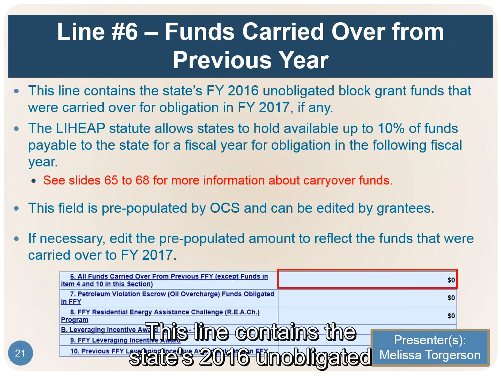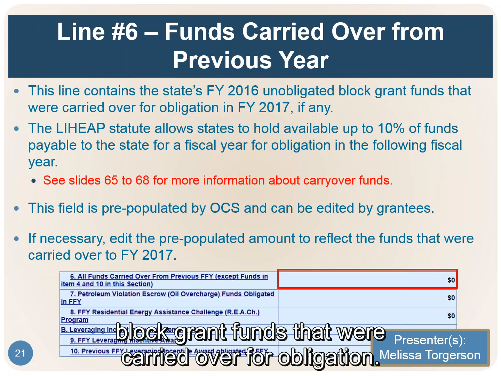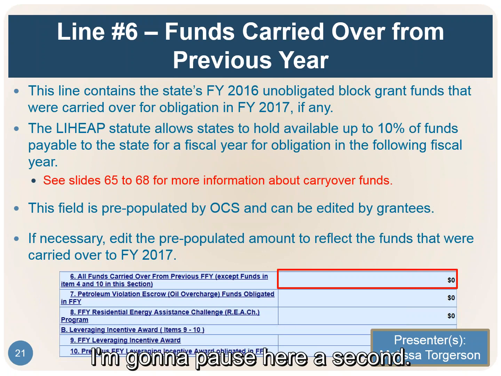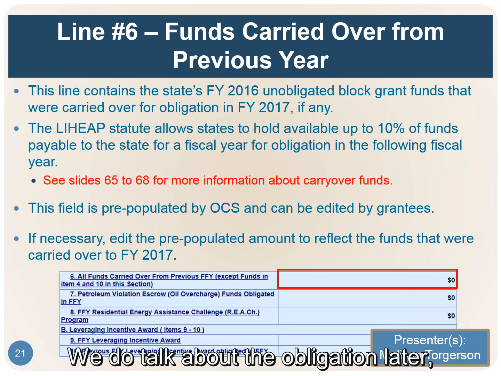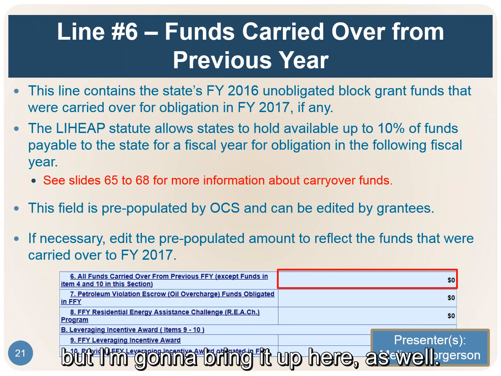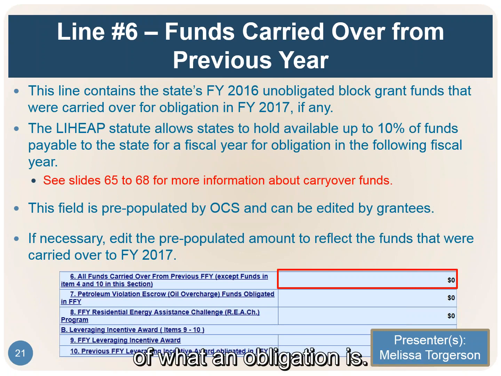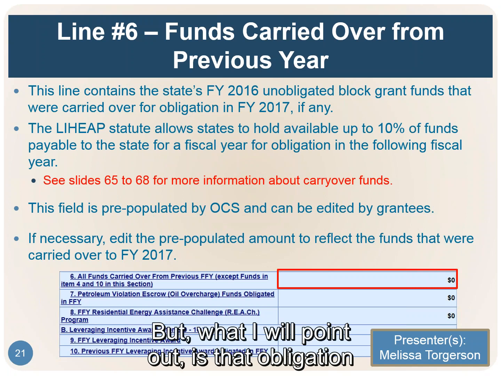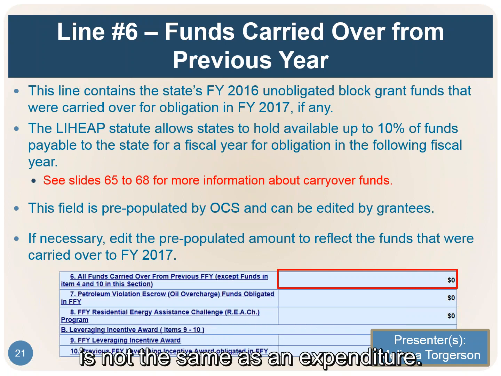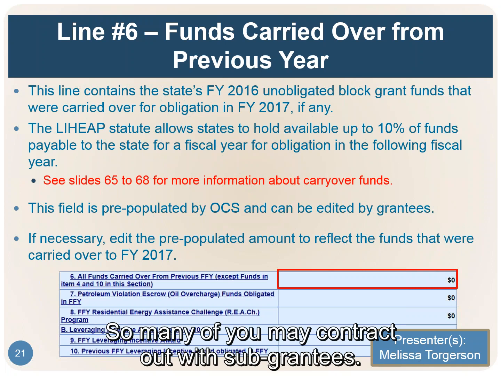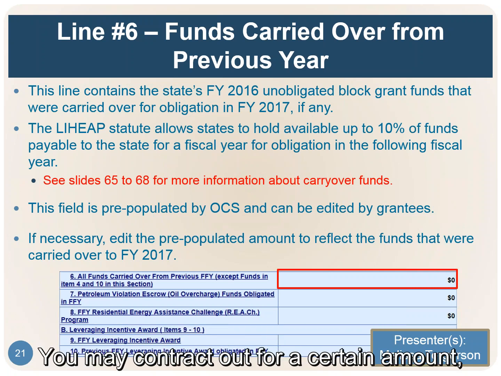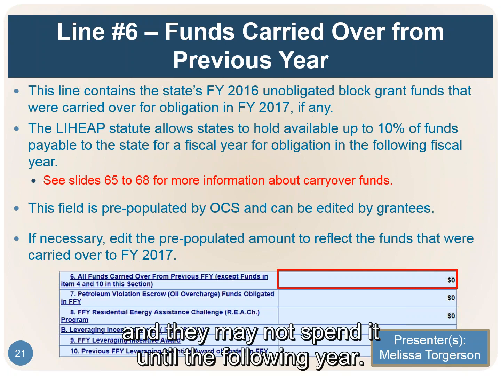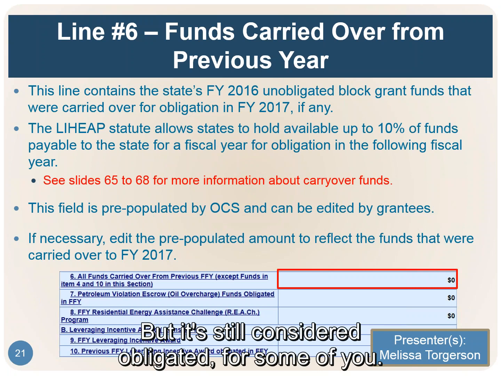This line contains the state's 2016 unobligated block grant funds that were carried over for obligation. I'm going to pause here a second. We do talk about obligation later, but I'm going to bring it up here as well. Every state has a different definition of what an obligation is, but obligation is not the same as an expenditure. Many of you may contract out with subgrantees for a certain amount, and they may not spend it until the following year, but it's still considered obligated for some of you.